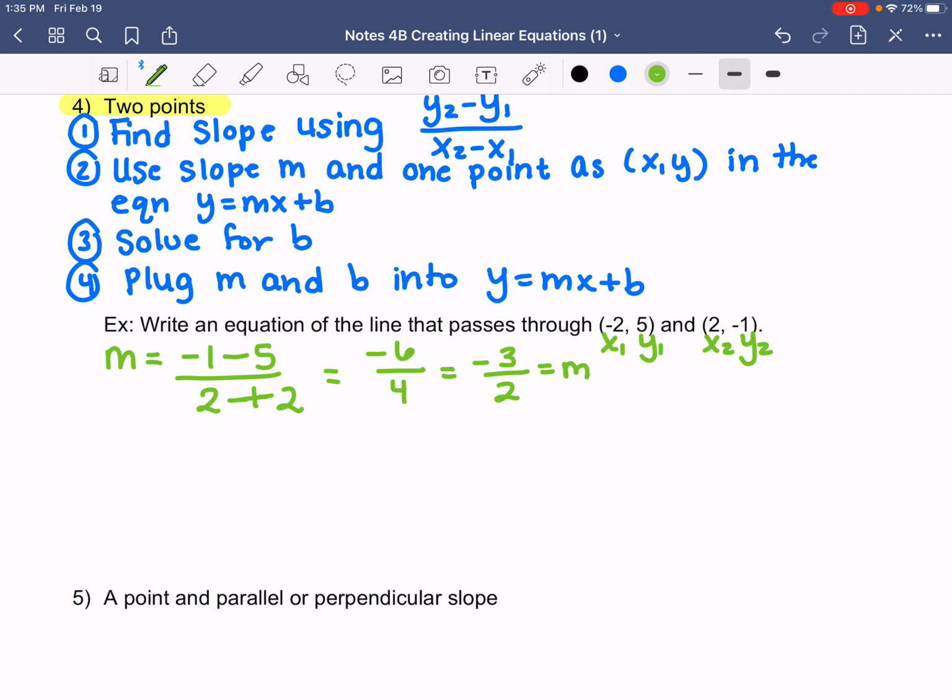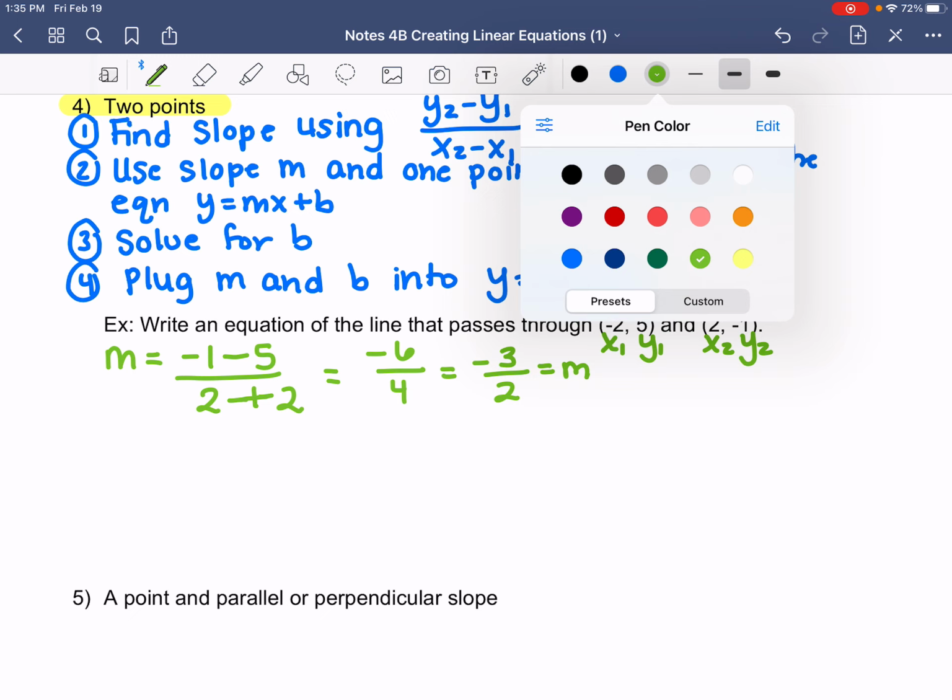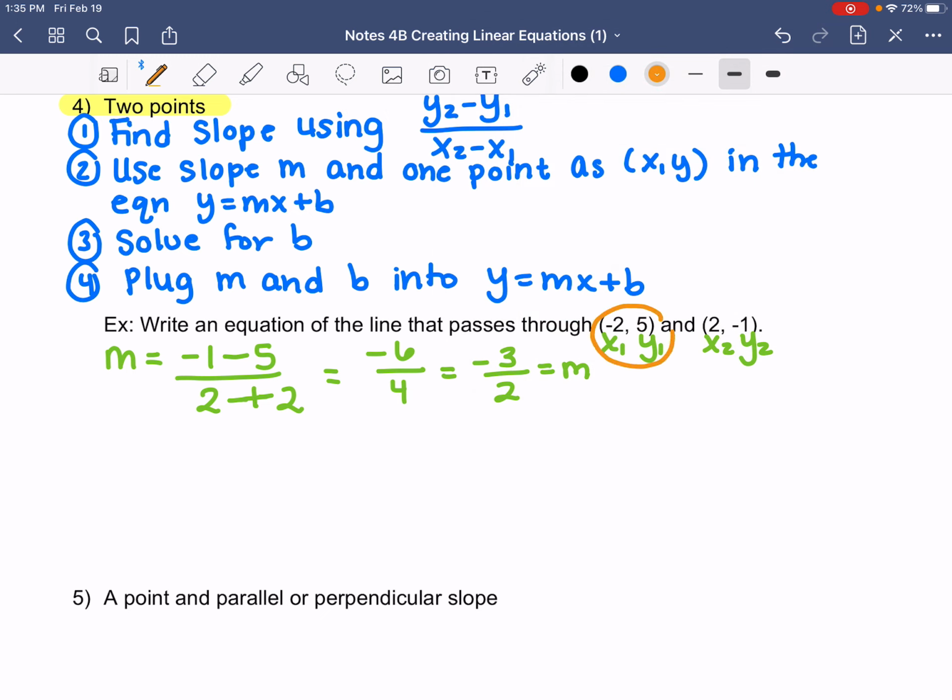Then we're going to use that slope and one of the points. It does not matter which one of the points. I'm just going to pick the first one just because it's first, and I'm going to plug in, this is my x, this is my y, and then I'm going to use this for my m. So when I plug it in to y equals, I get 5 equals m, which is -3/2, times x, which is -2, plus b, which is what we're trying to find.